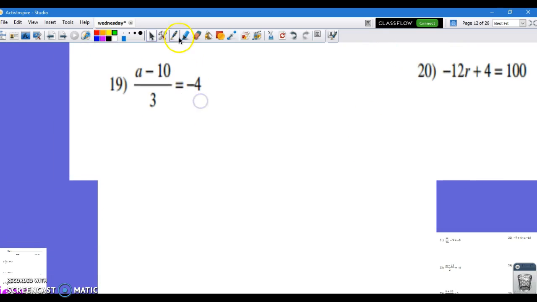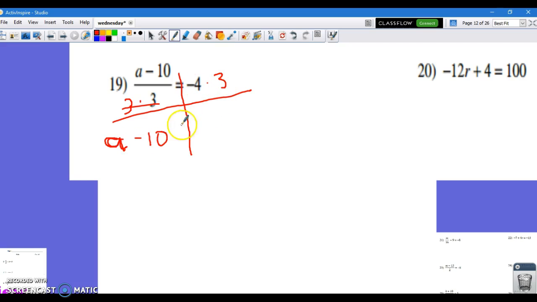Look at that. Number 19 is another fraction with junk in the trunk, right? So instead of adding or subtracting, I'm going to multiply first. I'm going to get that 3 out of the way, right? Remember, long story short, this is going to cancel out, drop down your junk in the trunk. That's an A. -4 times 3 is -12. By doing that, you've reduced it to a one-step problem. So now, to get A by itself, I'm going to add 10.